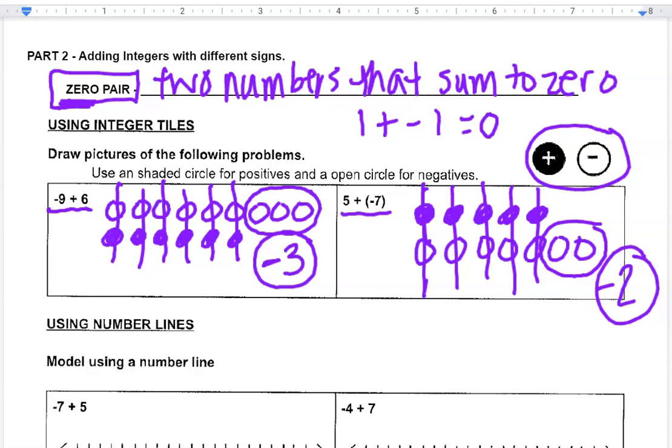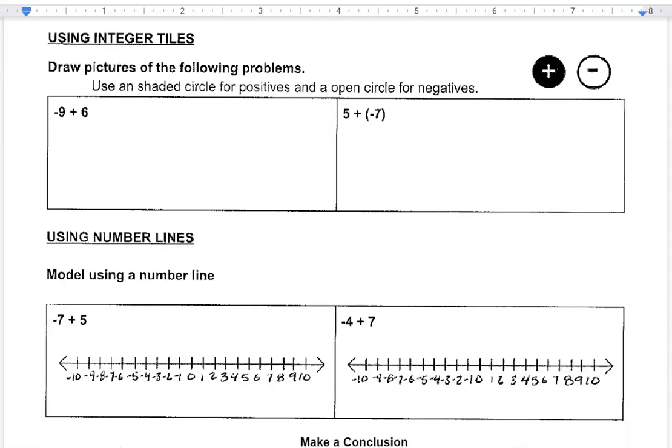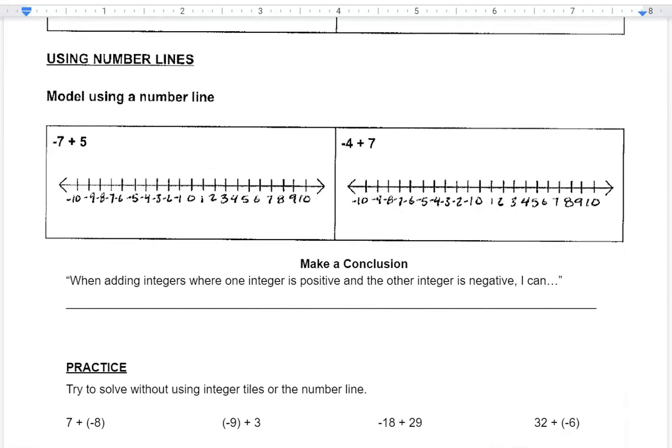Next piece, we're going to model using our number line. So we have -7 plus 5. So -7 means we're going to start down here at -7. And then we have to add 5. So remember, it's positive. So if it's positive, we go to the right. So we're going to jump over 5. 1, 2, 3, 4, 5. So we end up at -2.